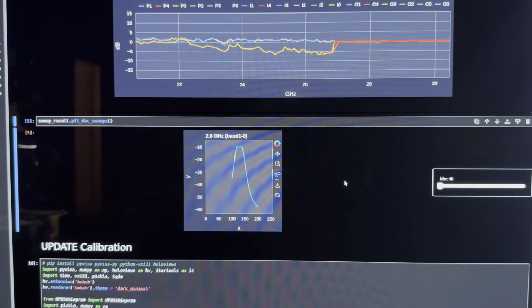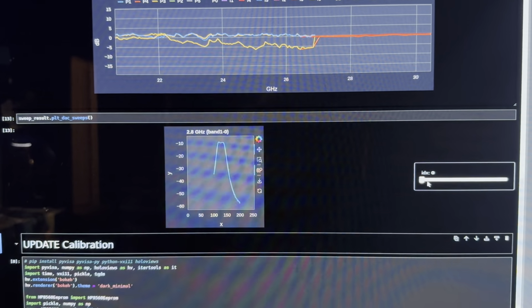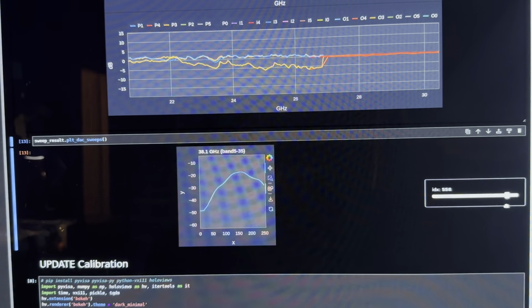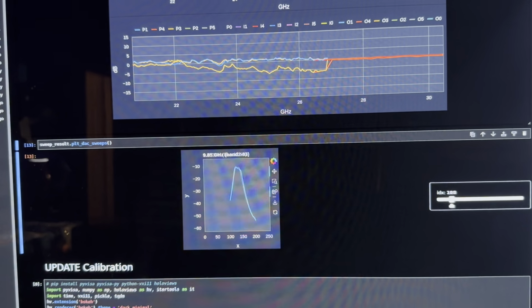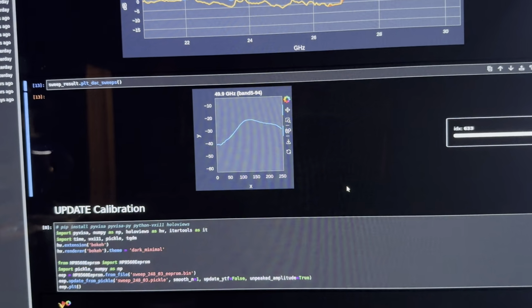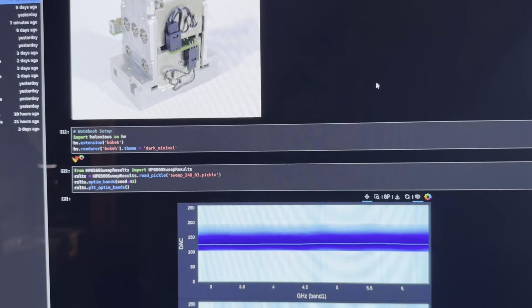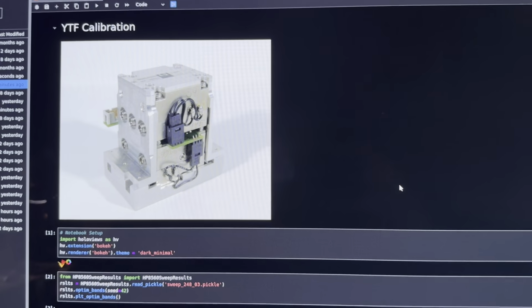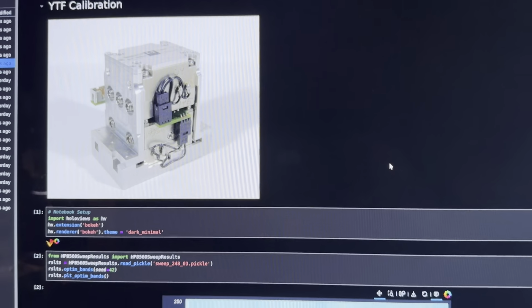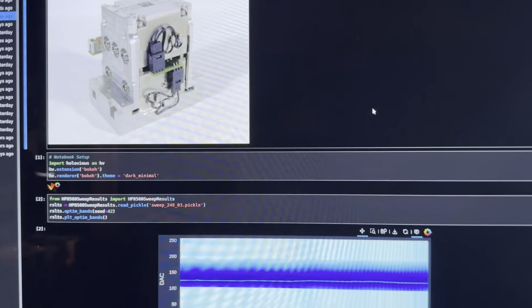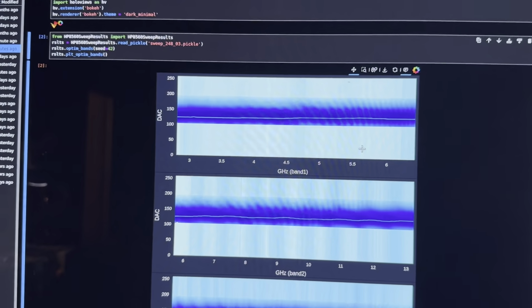I mean, here we see the shape of the YIG filter with different fine-tuning settings across different frequency bands, which is kind of cool. But really, the view that will make it obvious what's going on has to do with digging into the optimization of the YTF, and so we'll open up our notebook that does that.